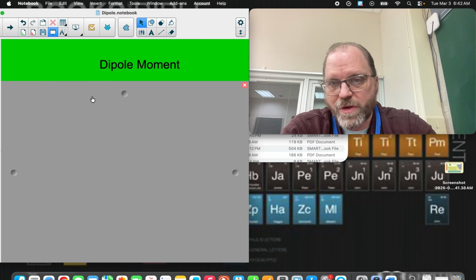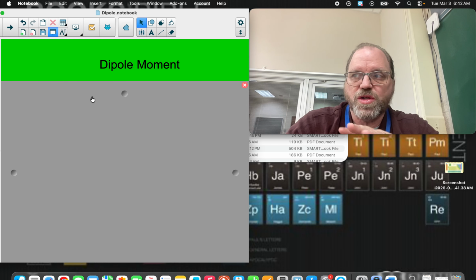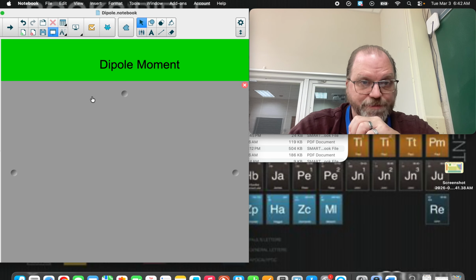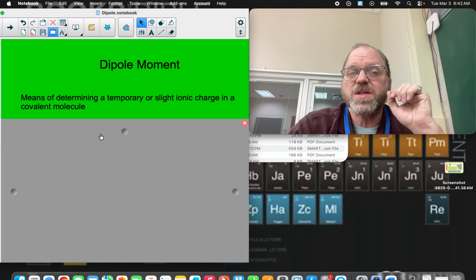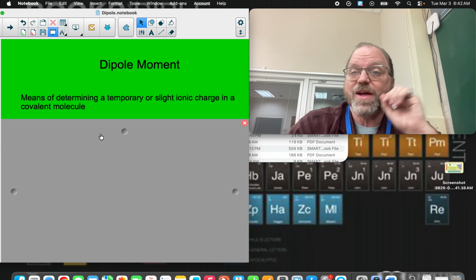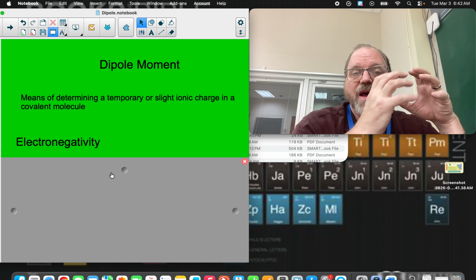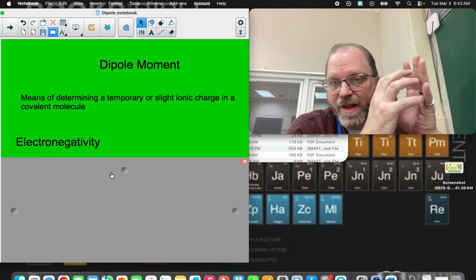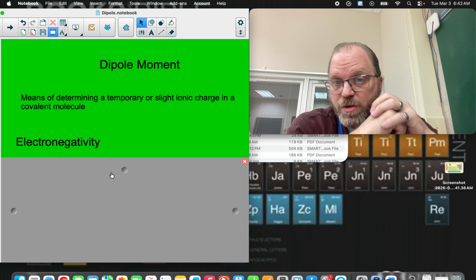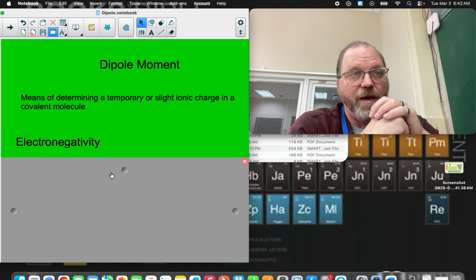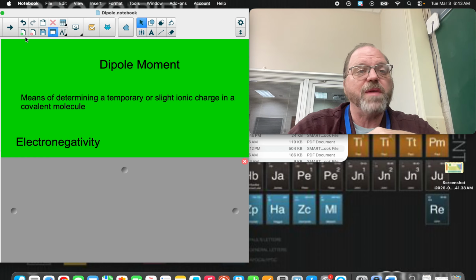All covalent molecules have a slight polar nature to them based on the bond. The definition of dipole moment is a temporary or slight ionic charge in a covalent molecule. And this has to do with electronegativity. Electronegativity is a measure of the pull of an atom on its electrons. Fluorine has the strongest pull. 4.0 is the value associated with that.